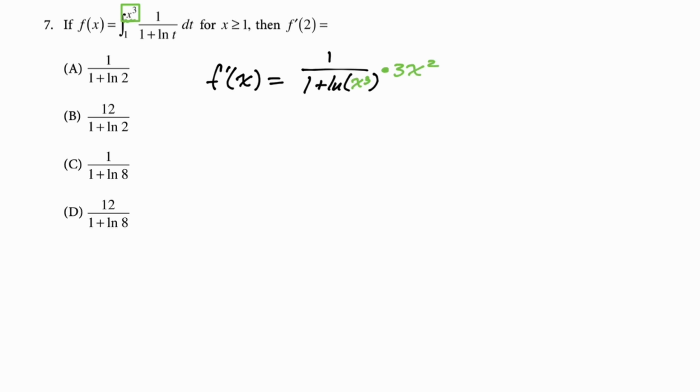So the question's asking us to find f prime of 2, so what we're going to do is take 2 and sub it in. So we'll get f prime of 2 is 3 times 4, which is 12, over 1 plus the natural log of 8. And the answer choice for that is D.